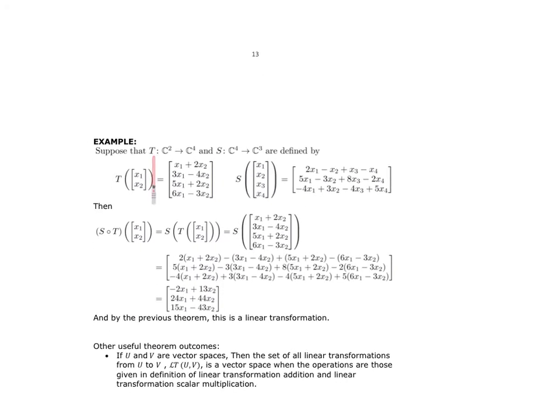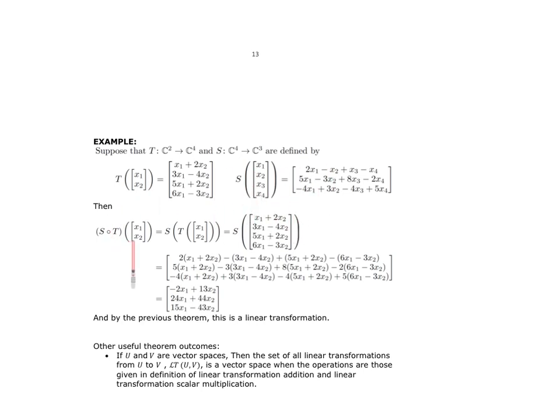We're going to define T as C2 into C4. And notice that if I do S, it has to match up with that codomain size, because it becomes my domain on my outer function. And so I start out in C2, then I go to C4, and then I take C4 back down to C3. Here's how I'm going to define the transformation for T. Here's how I'm going to define the transformation of S.